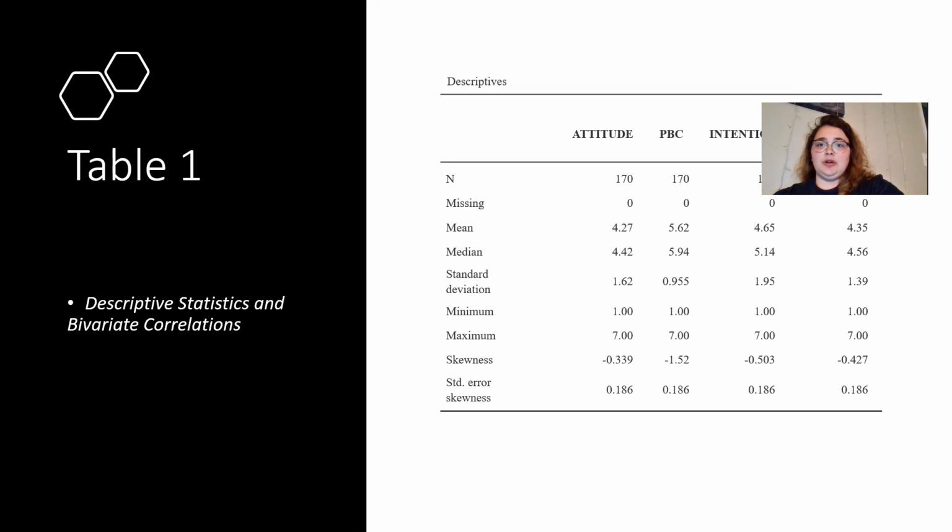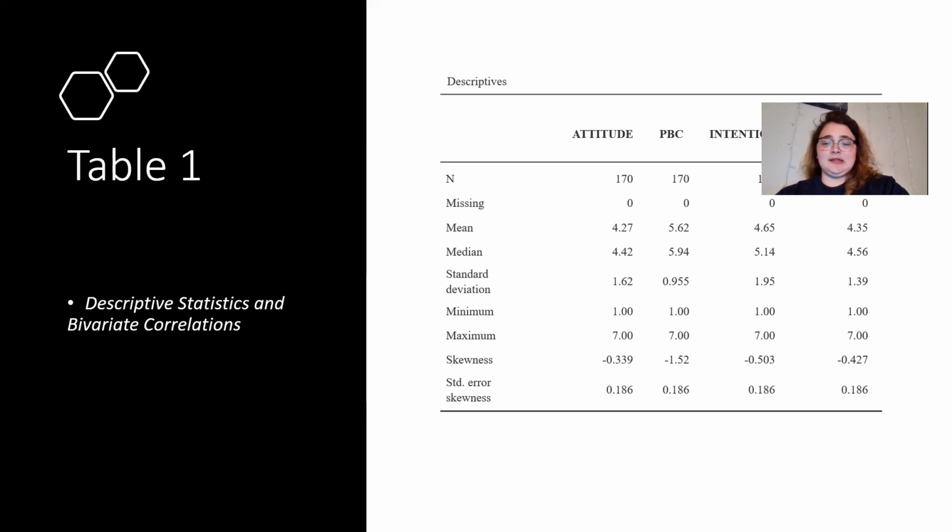And another important thing to look at here is the standard deviation. The standard deviation for attitude was 1.62. The standard deviation for PBC was 0.955. The standard deviation for intention was 1.95, and the standard deviation for normative pressure was 1.39.